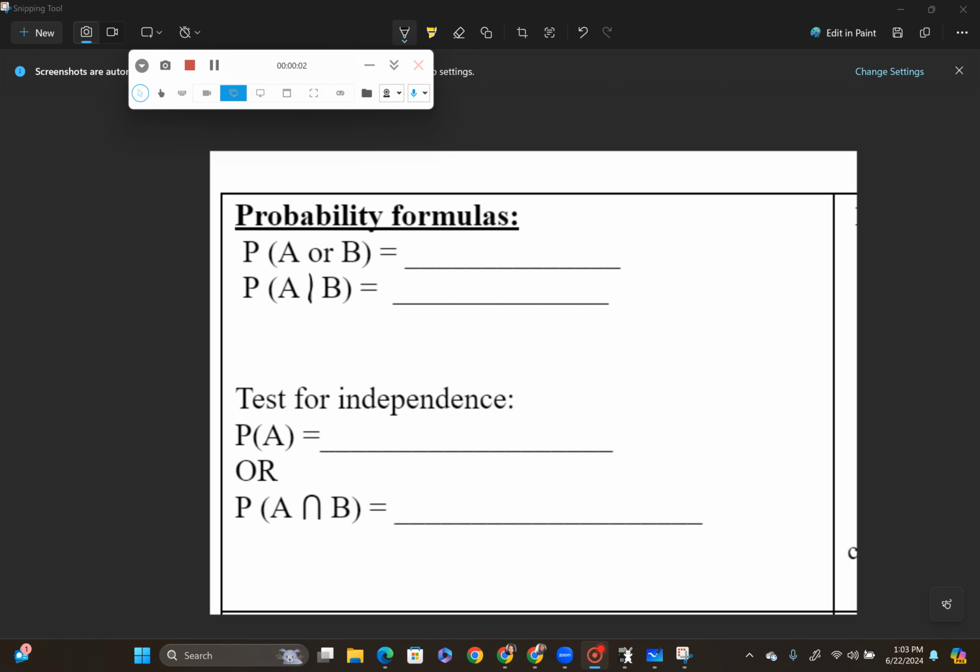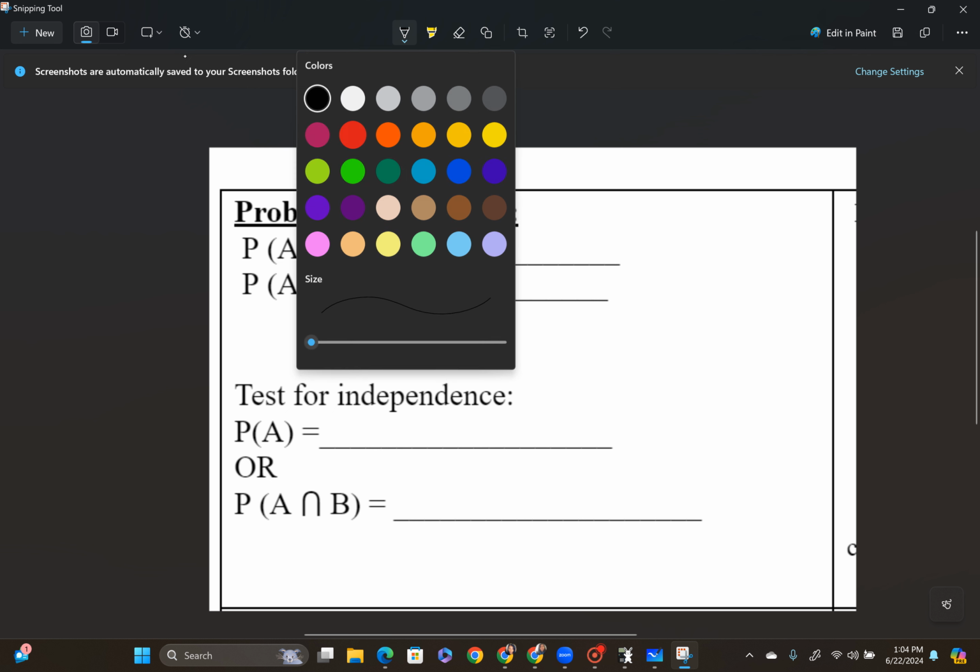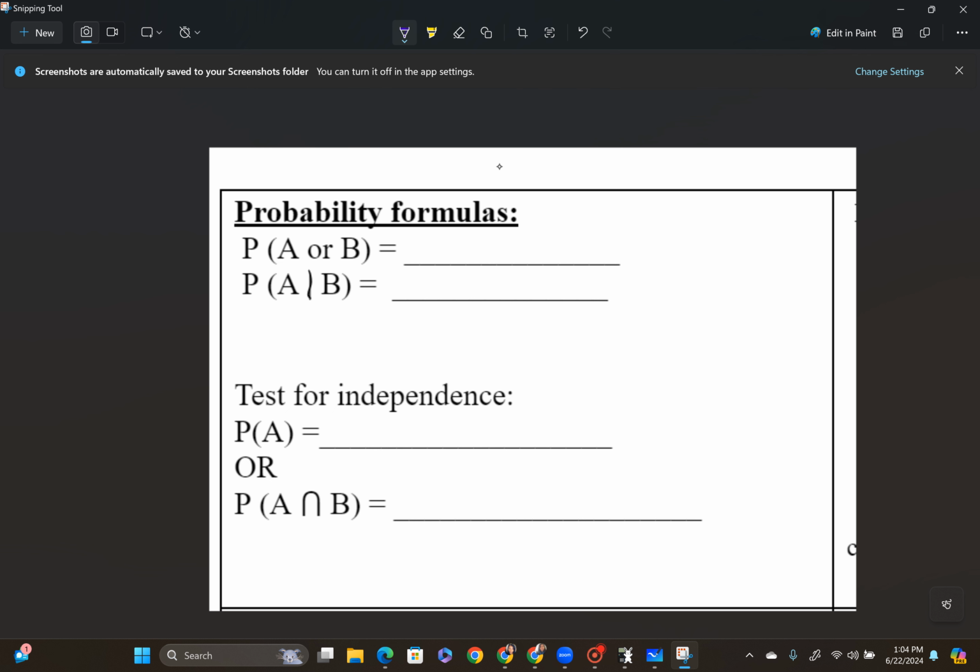All right, so I want to go over a couple of the probability formulas that you need to know. So I'm going to go through the second one first, if you can bear with me real quick.